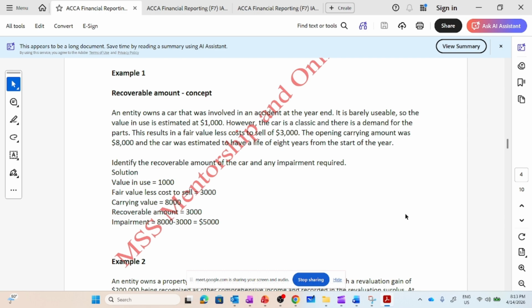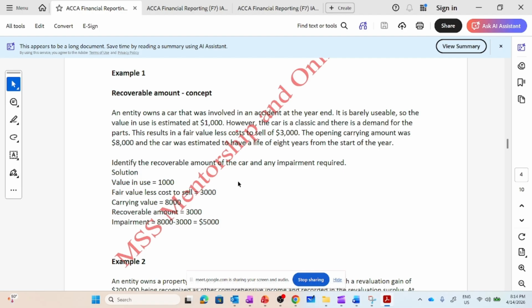It's very simple. You can go through the recording session, the solution is there. But basically, let me just explain from the above. The first requirement is talking about the identification of the recoverable amount. And based on the concept, according to IAS 36, the recoverable amount is the higher of the fair value less cost to sell and the value in use. The fair value less cost to sell in this question is 3,000, which is given in the question, and the value in use is 1,000. Therefore, the recoverable value will be the higher of the two, which is the 3,000, and that is what we are going to use as the recoverable value.